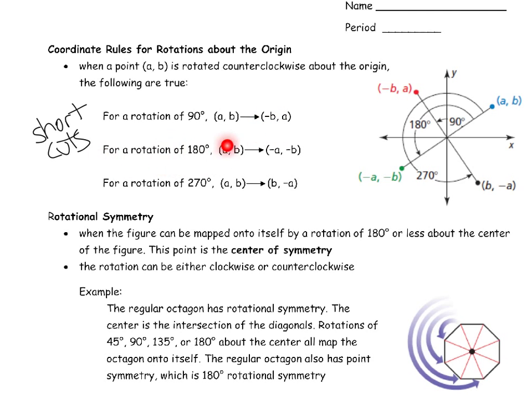For a rotation of 180 degrees, if you have a point, notice the location of the values stays in the same spot, but they both become the opposite. And for a rotation of 270 degrees, that point becomes (b, negative a): the order switches again, so the values switch places, and the y value becomes its opposite. So these are our shortcuts that we'll be utilizing for this.